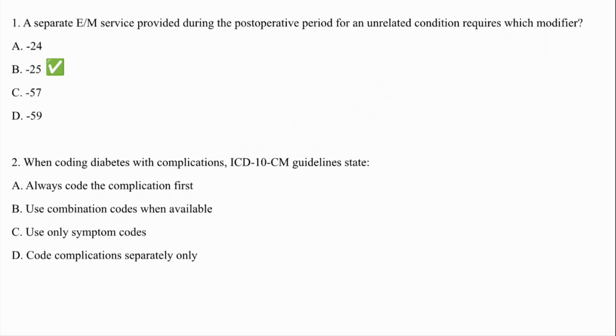The right answer is option B. Use combination codes when available. ICD emphasizes combination codes that capture both diabetes and its complication in one code. For example, diabetes with neuropathy. This improves accuracy. We don't code them separately unless no combination code exists.